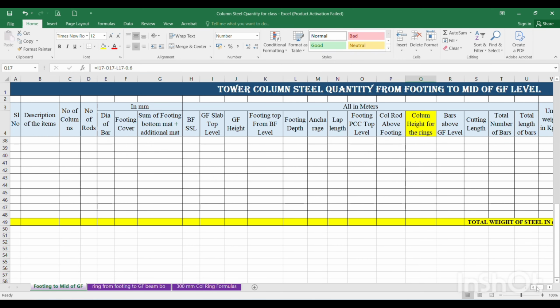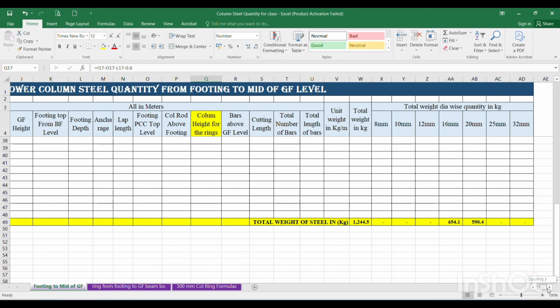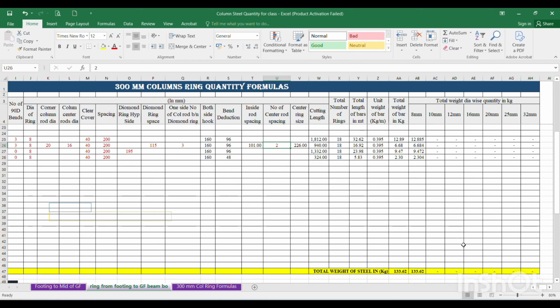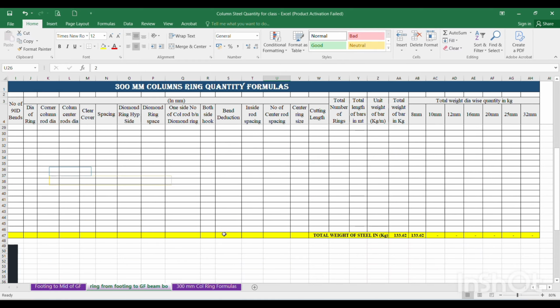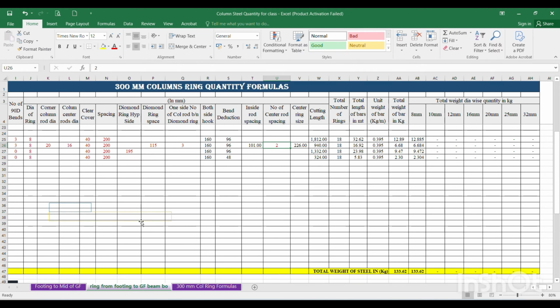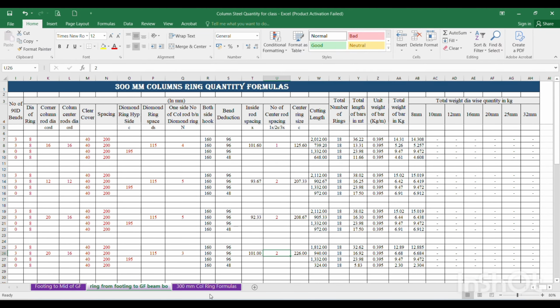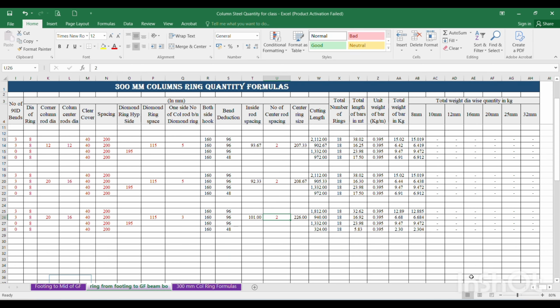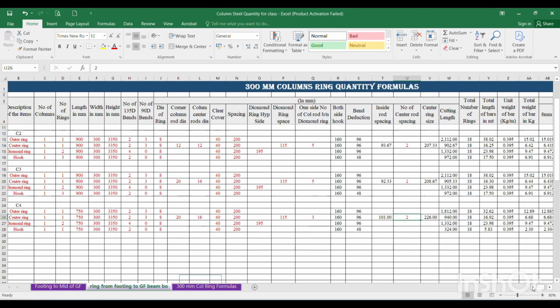Then you have to take all this total and calculate all the totals over here, and in this ring also you have to calculate all the totals over here. Then at the end of this, I will explain how to make the summary of this also. I will explain in one more video. Then you have completed all the column reinforcements from C1 to C4.